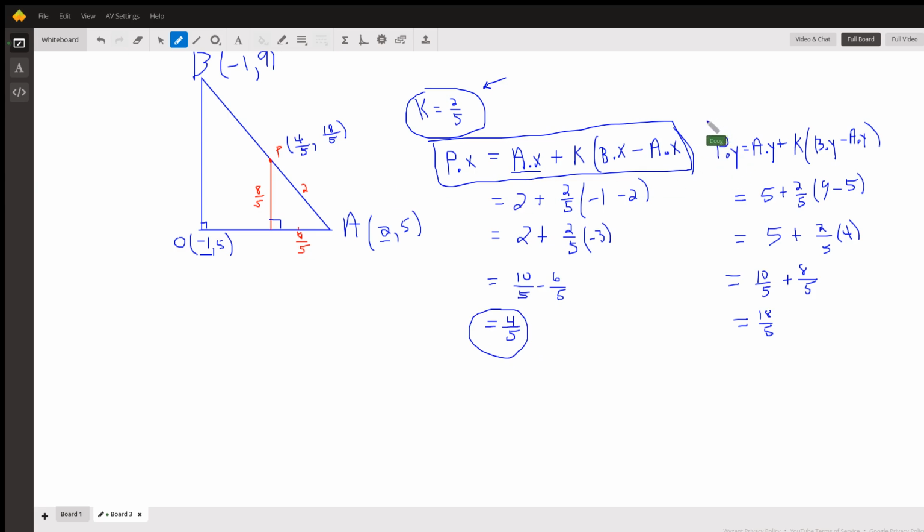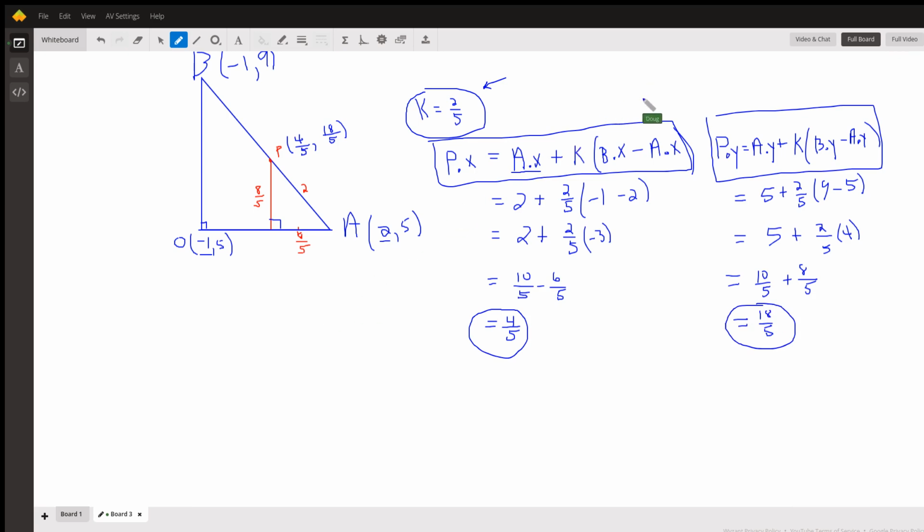And similarly for the y coordinate of point P, it's the y coordinate of the starting point plus 2/5 times the directed distance from A to B in a vertical direction. That's the change from 9 to 5. Notice that if you change the order here to A dot y minus B dot y, you'll be adding on a negative number. You'll be going in the wrong direction. So there's the y coordinate of point P.